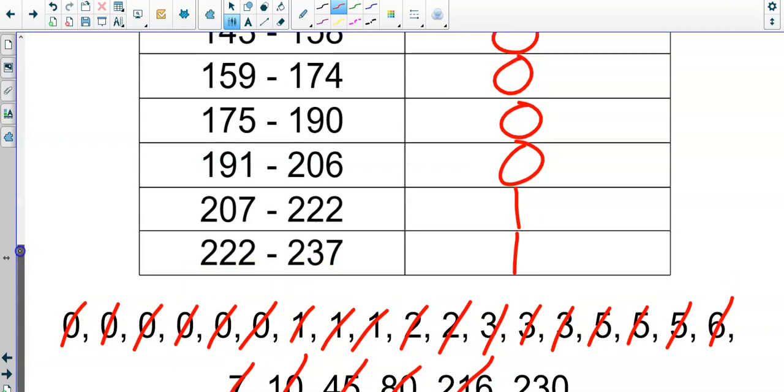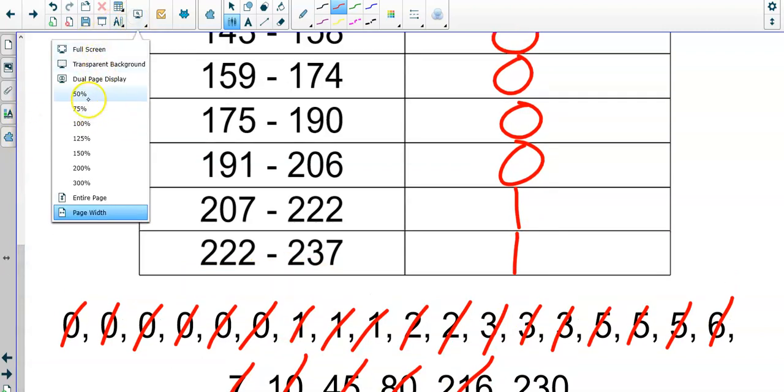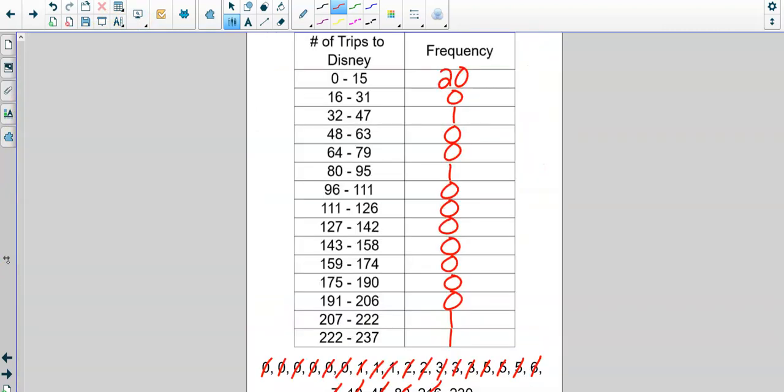That right here is our frequency table. 20 of these values fell within 0 to 15. None of these values fell within 16 to 31. There was one value within this class, 0, 0, 1 value within this class, 0, 0, 0, 0, 0, 0, 0, 0, 1 value, and 1 value. And again, if you total all this up, it should be 24.